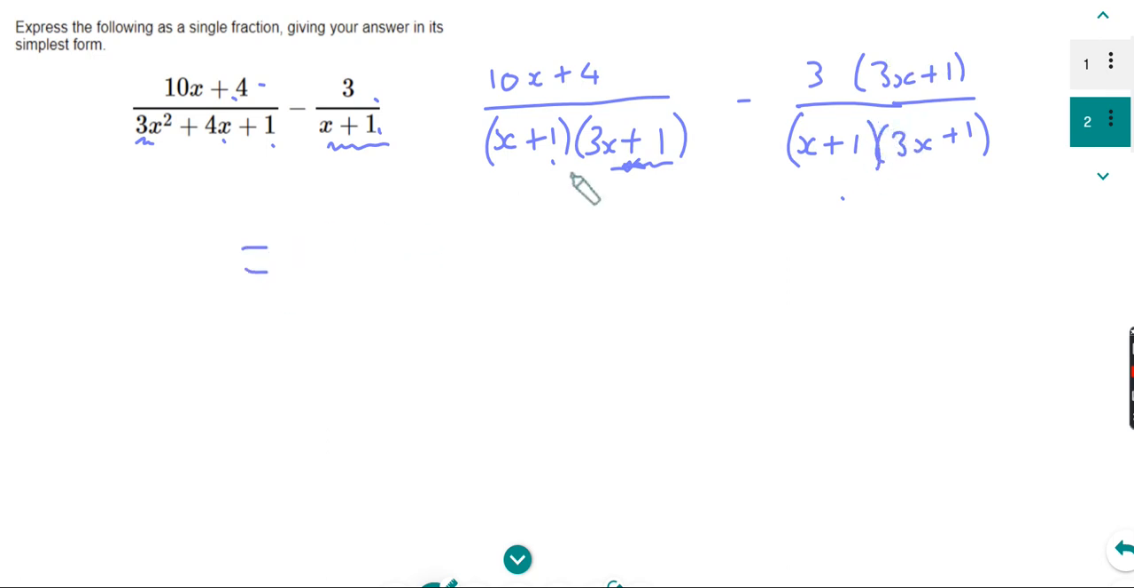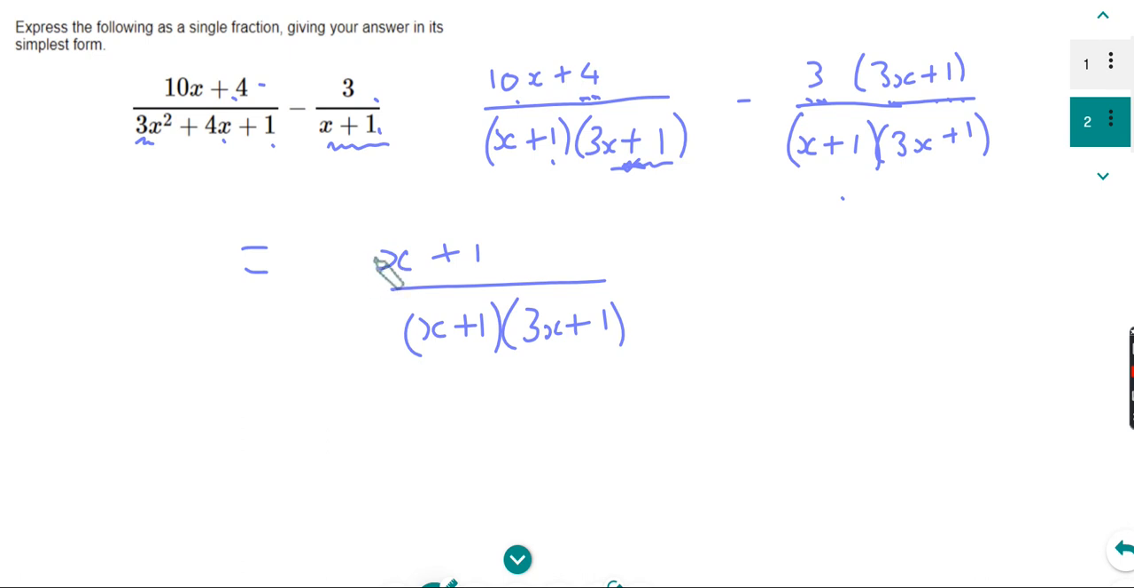What have we got? At the top we've got 10x minus, well this would be 3 times 3x, that would be 9x. So I should just get x on the top in terms of x's. I've got a positive 4. Over here I'm going to have 3 times 1, which is 3, so it will be 4 minus 3. So it's going to be plus 1. Can you see what's going to happen already? Hopefully. Over x plus 1 and 3x plus 1.